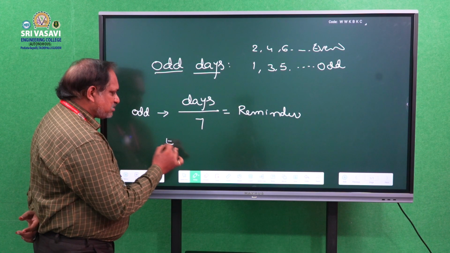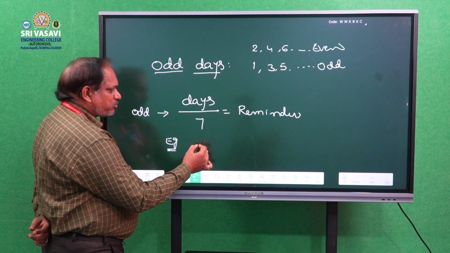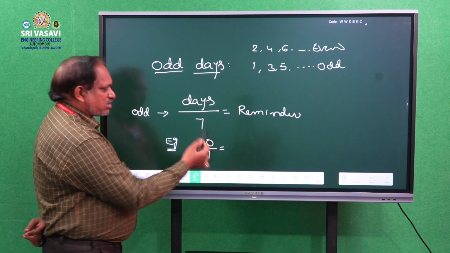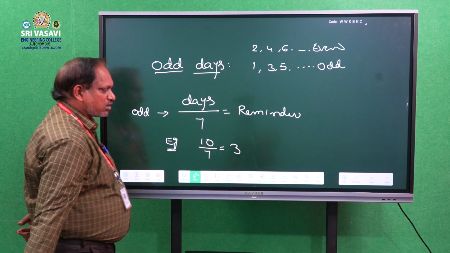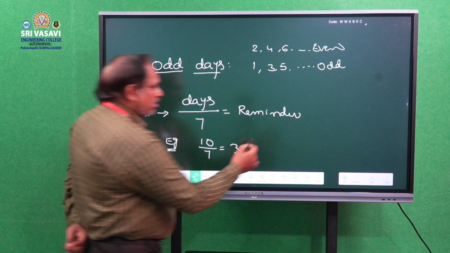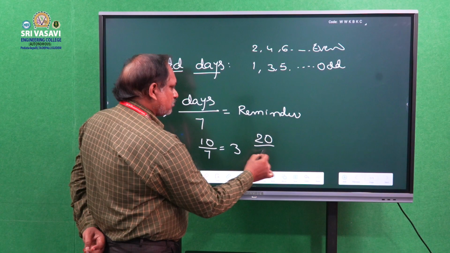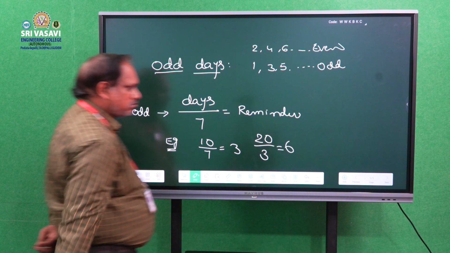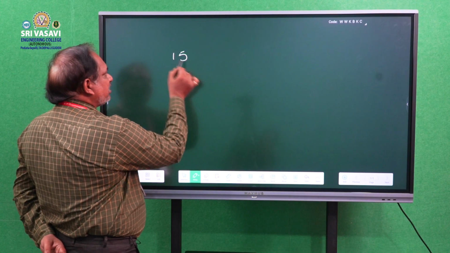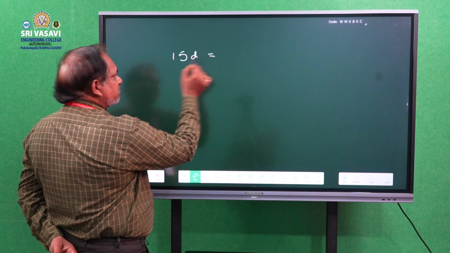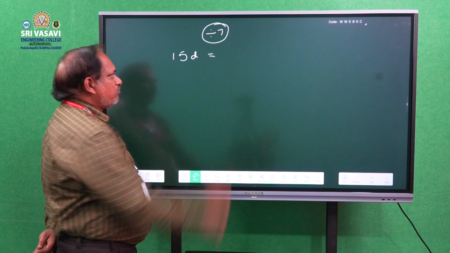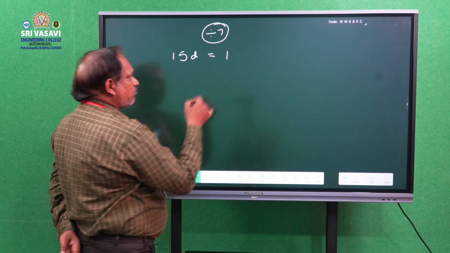I'm considering a simple example. For example, there are 10 days. When 10 days are divided by 7, what is the remainder? 3 is the remainder. So for 10 days, the number of odd days is 3. Similarly, for 20 days, the odd days are 6. Similarly, for 15 days, the concept for odd days is dividing by 7, and the number of odd days is 1.